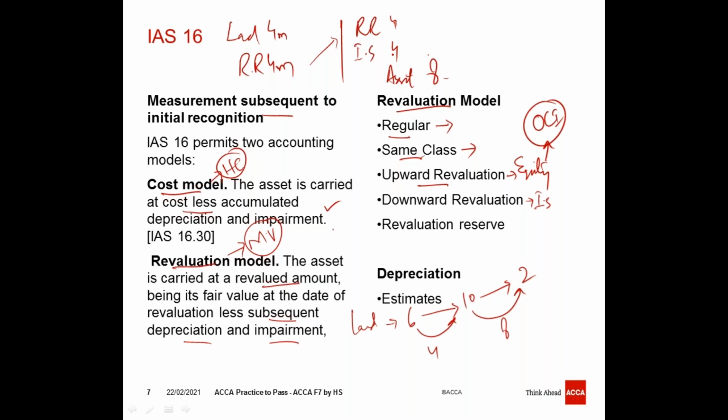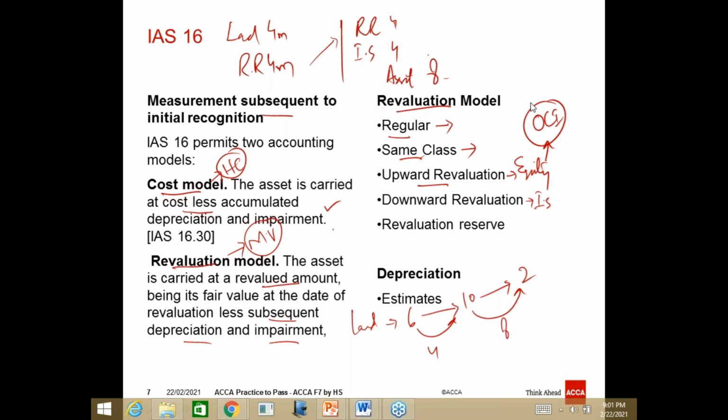So what's the whole concept? The concept is that a revaluation loss should be first recognized against the revaluation surplus, and the excess loss will go in the income statement. This is not a loss on disposal. This is a loss due to downward revaluation.